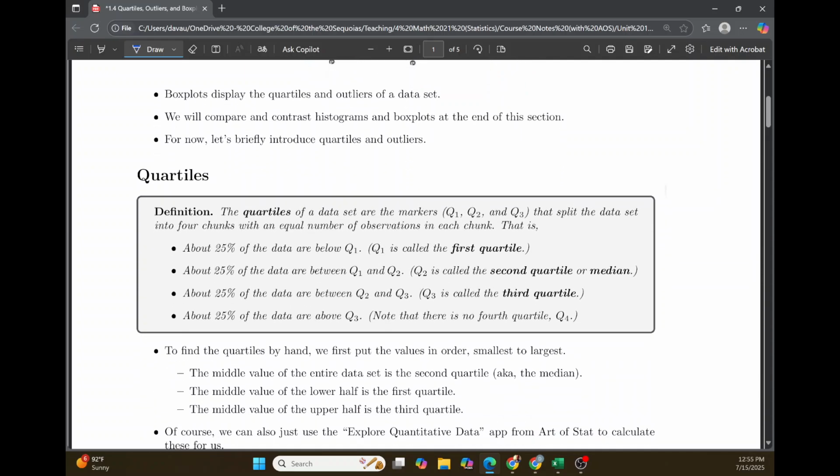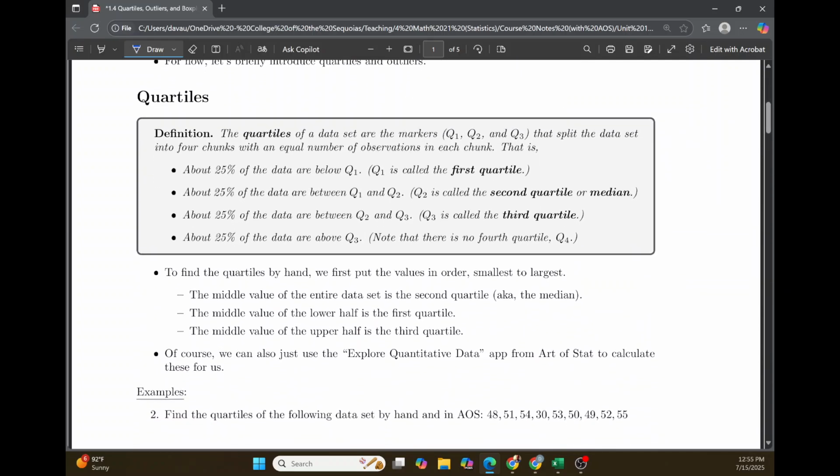So the quartiles of a dataset are the markers that split the dataset into 4 chunks with an equal number of observations in each chunk. In other words, about 25% of the data in our dataset are going to be below Q1. That's the first quartile. And about 25% of the values in the dataset are going to be between Q1 and Q2. That's the second quartile, which is another word for the median. We'll talk about the median in more detail in a later section. And so forth: 25% is between Q2 and Q3, and then 25% is above Q3.